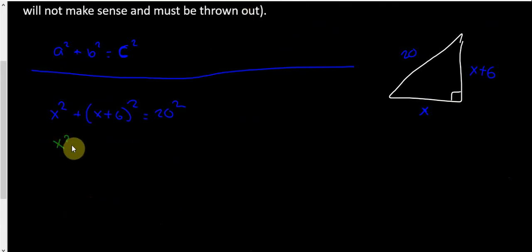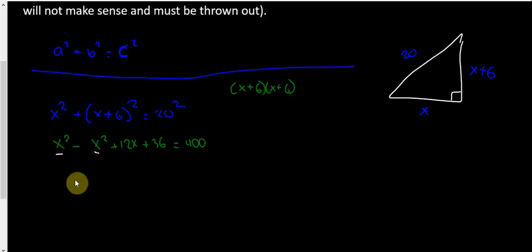So I have x squared. Let's see. If I square this, you could take the time to FOIL it out. You might have to write (x + 6) times (x + 6) and go through all those steps. Or you could remember the pattern for a perfect square polynomial. So this would be x squared plus 12x plus 36 is equal to, now 20 squared, that would be 400. Now, if I combine my like terms here, that's 2x squared.